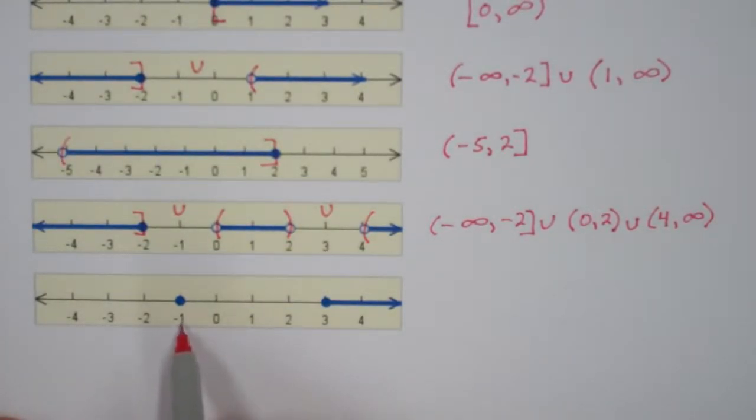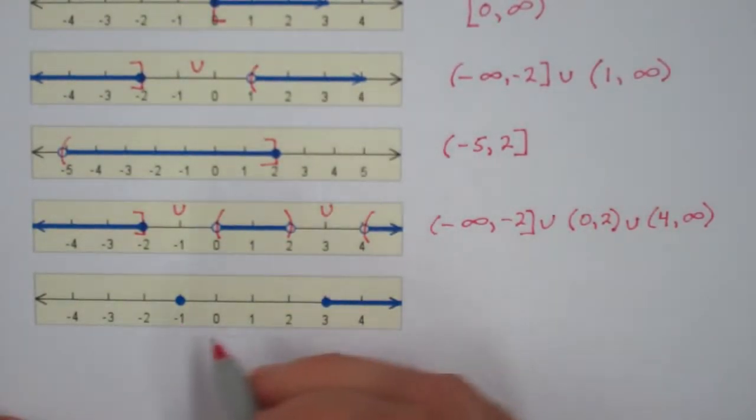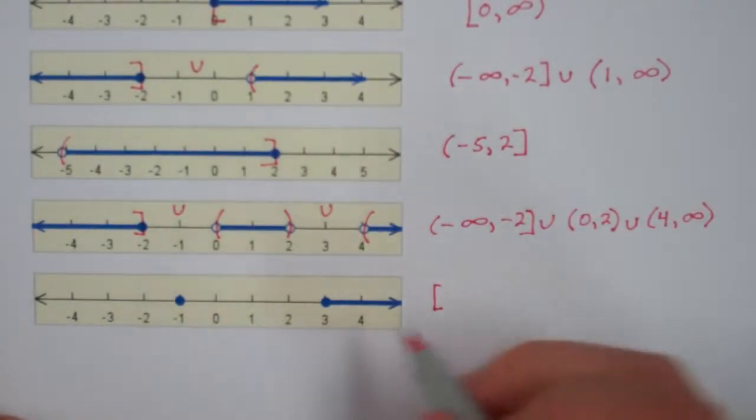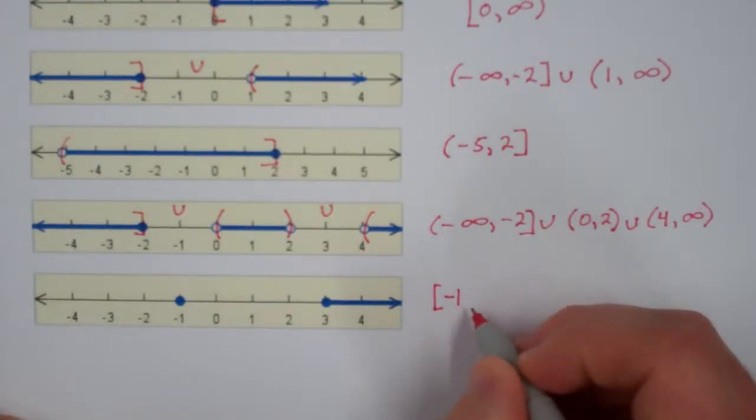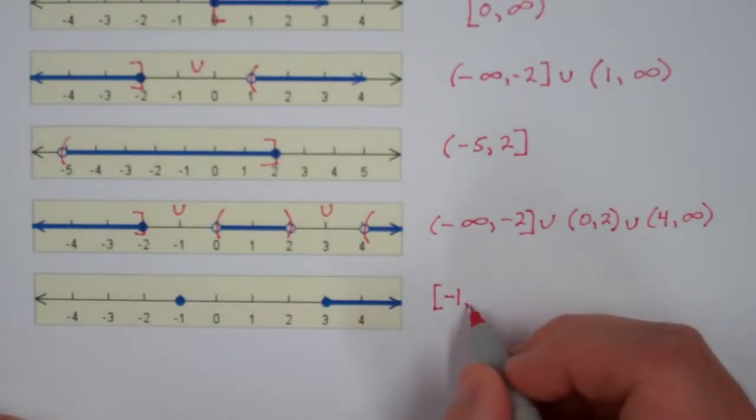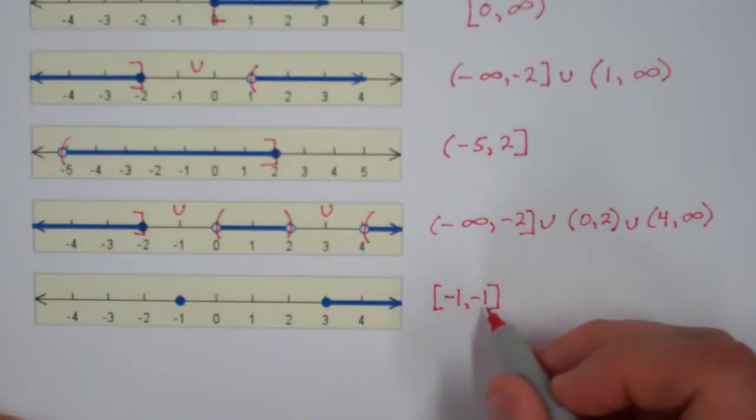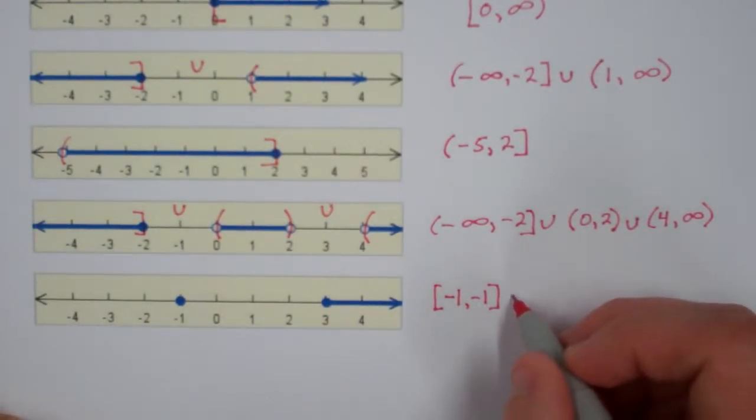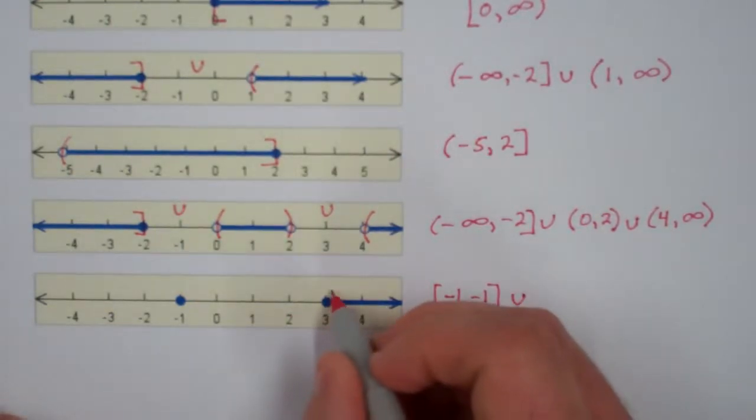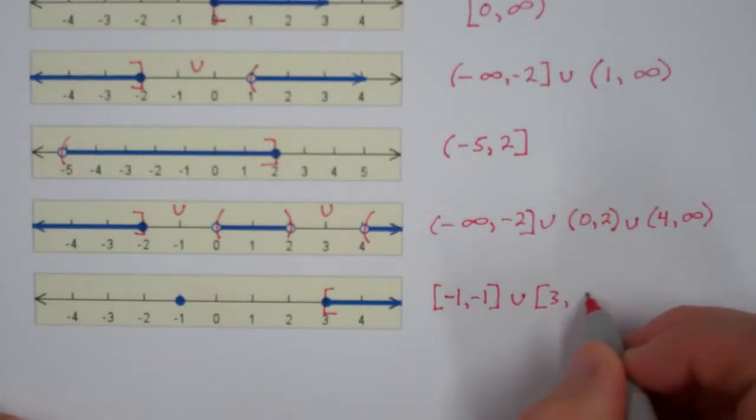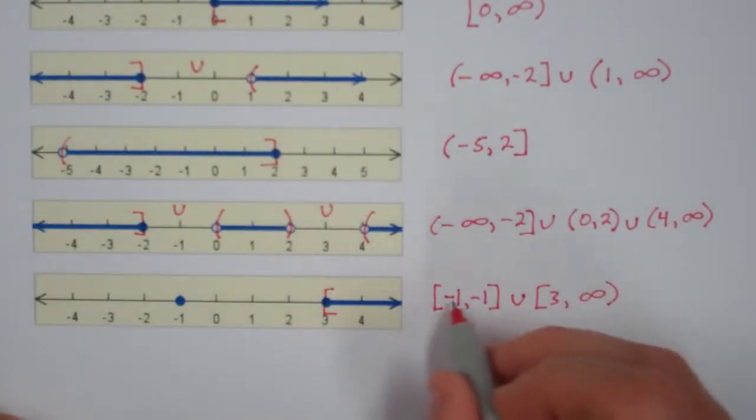This next point is an interesting one. If we want to write just one point in interval notation, we need to include it first of all. It's filled in. And we're going from -1 to -1, including -1. So you can just write the number down twice. Seems a little silly, but that's how you do it. The next one is going to be from 3, including 3, all the way to infinity.